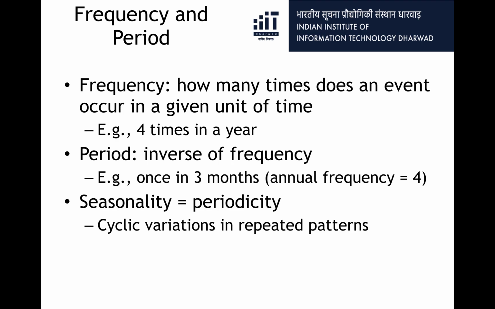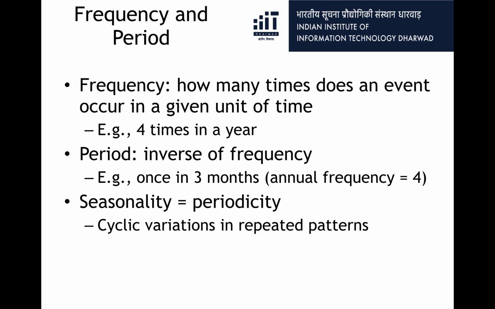If you invert that, you get the period. So if frequency is 4, then the period is 3 months. So if they announce the results every quarter, then the frequency is 4 times a year and the period is once in 3 months. Right? There is a particular period that we are usually interested in, and that is the period of 1 year. Right? So if things are changing in a regular pattern over a period of 1 year, we call that seasonality instead of periodicity, because the seasons are changing, they come back every year.